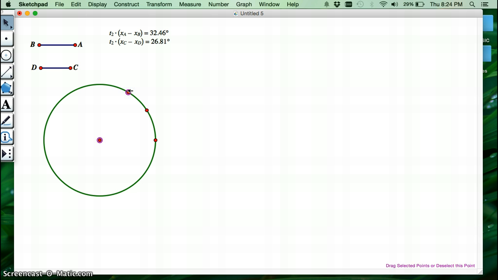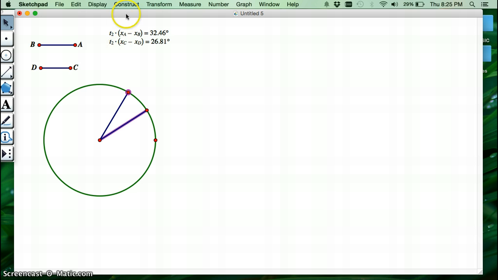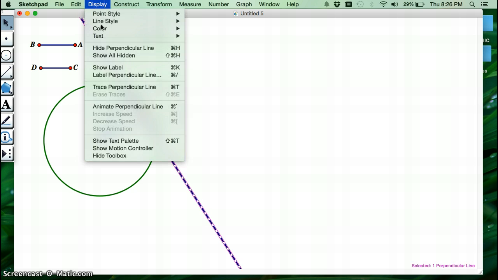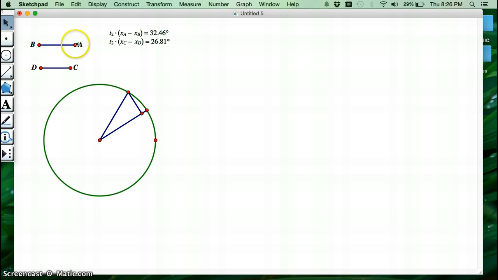So now we just need to create our basic triangle. So we're going to construct a line segment here, which is our radius, and then construct that. Next, we need to construct a perpendicular from this point to this line. So construct perpendicular line and connect that, and we can make this a line segment, and we can hide this, and then we can check to make sure that our angle of rotation sliders work, and they do.